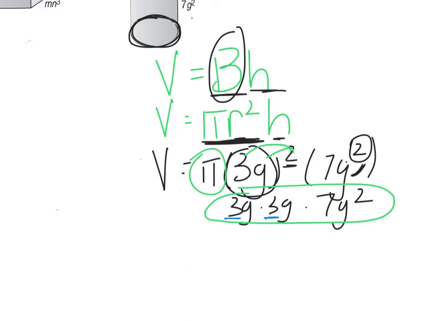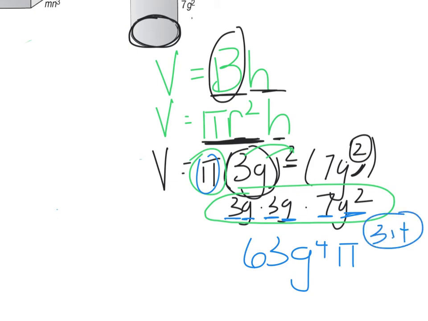3 times 3 is 9, times 7 is 63. G times g times g squared is g to the fourth. There's also pi there, and for the most precise answer, you would just put pi at the end. If you estimated pi to 3.14, you could take 3.14 times 63 to simplify that. But otherwise, the answer for number 18 is perfectly fine as 63 g to the fourth pi.